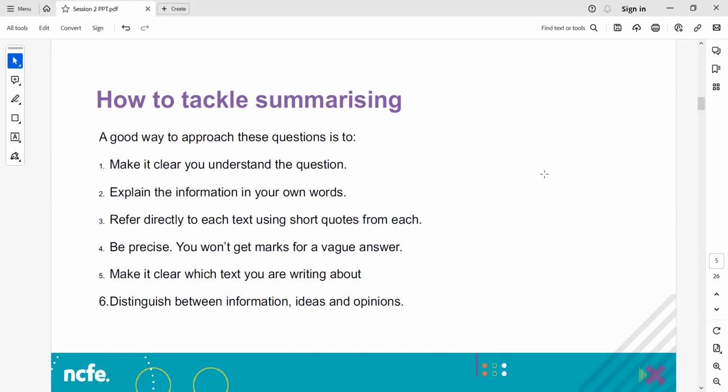And you should distinguish between information, ideas, and opinions. One of the documents might be someone's personal account, and you could explain that document A is based on opinion because they refer to, and then you could quote from the text. They tell us "I live in this area, so I think". So use what's in the text to formulate your answers.